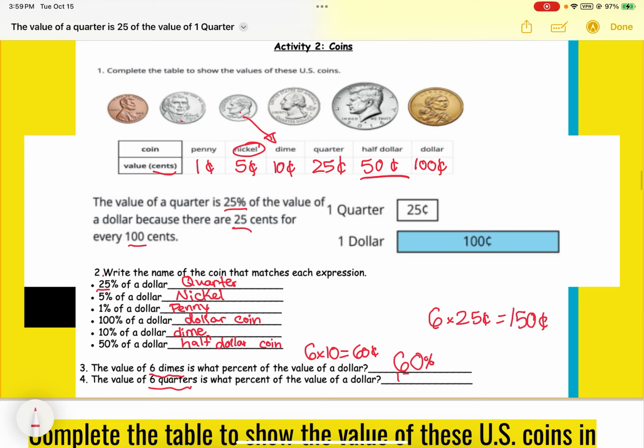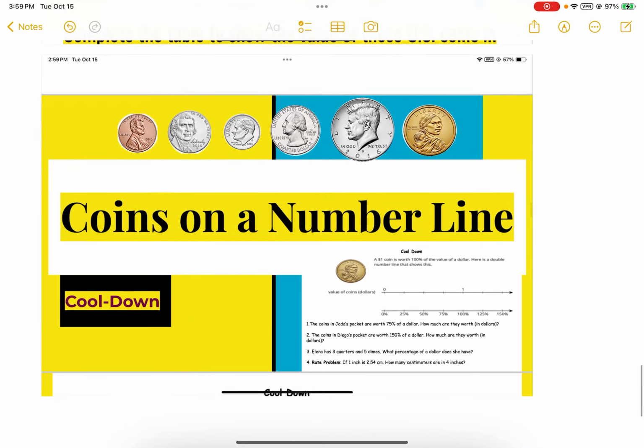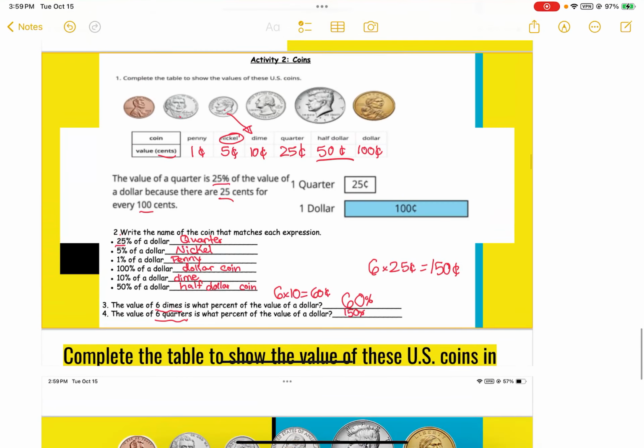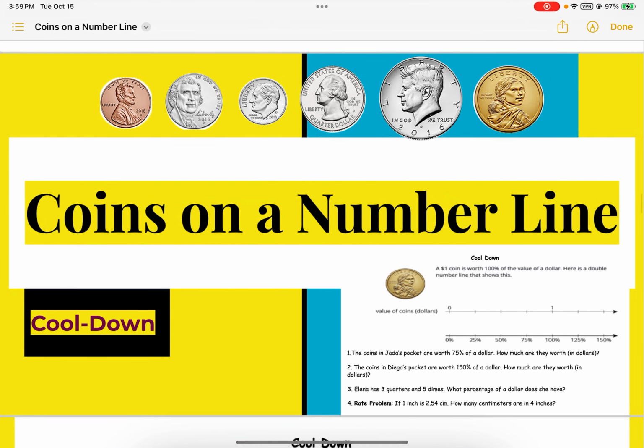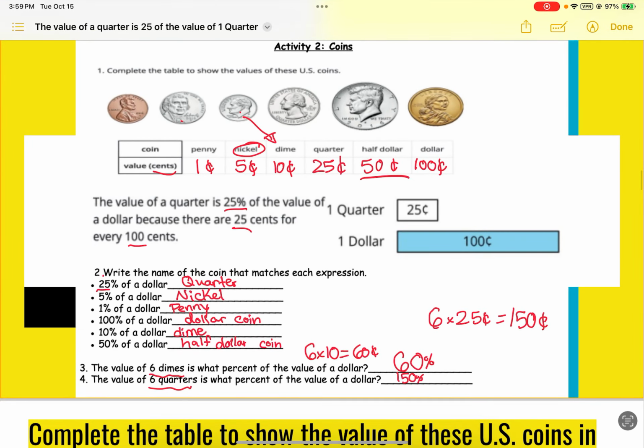Okay, so that's the idea with coins and percents. It can get much trickier than that. So make sure you're understanding and then try the cooldown. See if you can answer the questions about the cooldown. I'm going to help you start on the number line of the cooldown, and then you can maybe answer more questions about it. You could do this all on your own, or you could watch the video to help you at least with the first part.